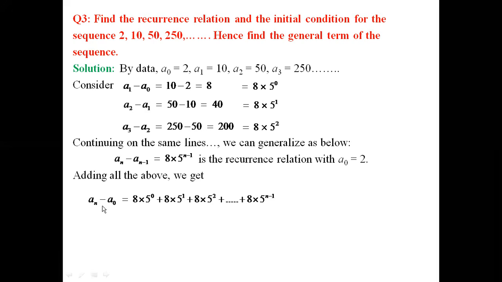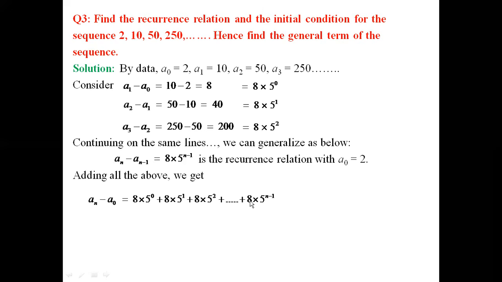So how did we obtain the left hand side as simply an minus a0? Because observe, you have a1, and in the next term when you add, it is minus a1, which gets cancelled. Similarly, a2 gets cancelled along with the term minus a2 here. So the previous terms keep getting cancelled. You just remain with an, and the very first term, a0, remains. That is the reason we have the left hand side as an minus a0.